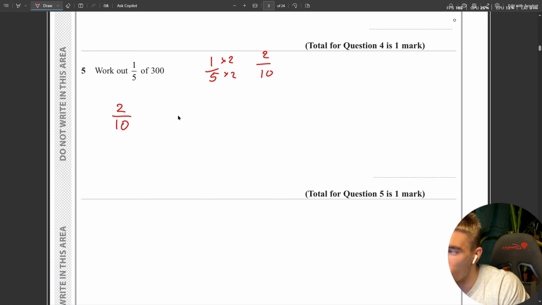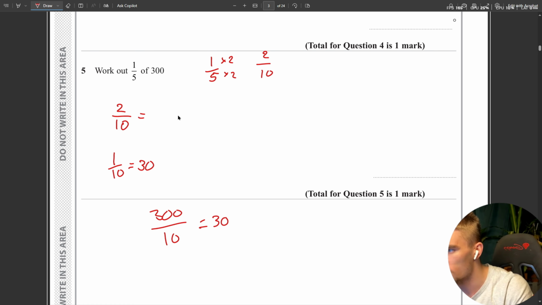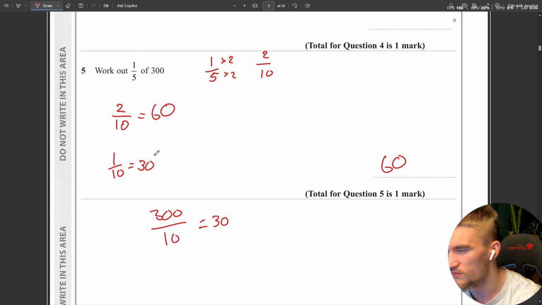So there's a lot of different ways to do this. I could figure out what 1/10 of 300 is, right? So 1/10 of 300 is obviously just 30, right? How do I know that? Because I just did 300 divided by 10. So 2 tenths must be 60, right? There's a lot of different ways to do this, but I'll just leave this method.